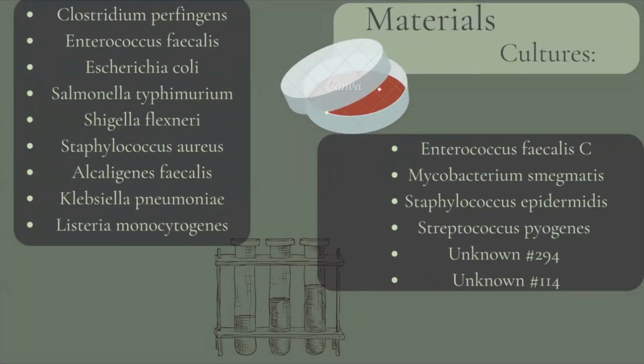Materials for cultures. Clostridium perfringens, E. faecalis, E. coli, Salmonella typhimurium, Shigella flexneri, S. aureus, A. faecalis, K. pneumoniae, Listeria monocytogenes, E. faecalis, Mycobacterium smegmatis, S. epidermidis, S. pyogenes, unknown 294 and unknown 114.